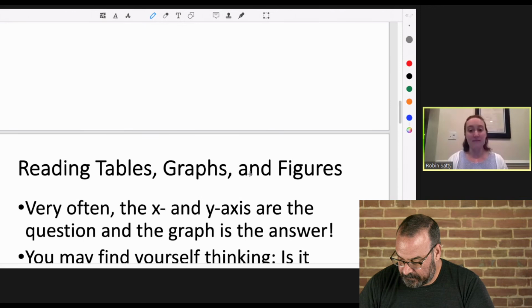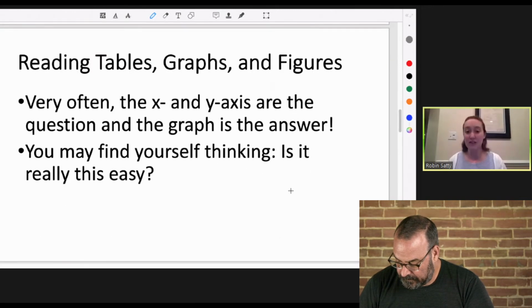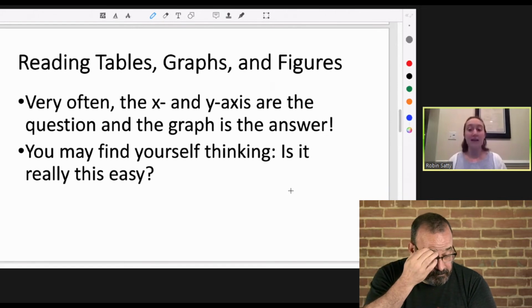And some advice that I got from Phil himself. Very often the X and Y axis are the question and the graph is the answer. And in many of the examples that I picked, that is actually the case.